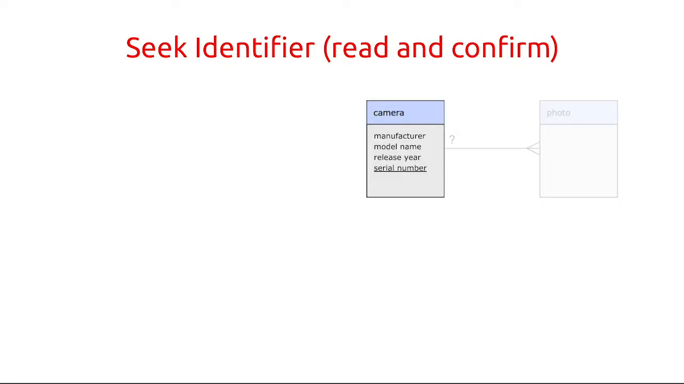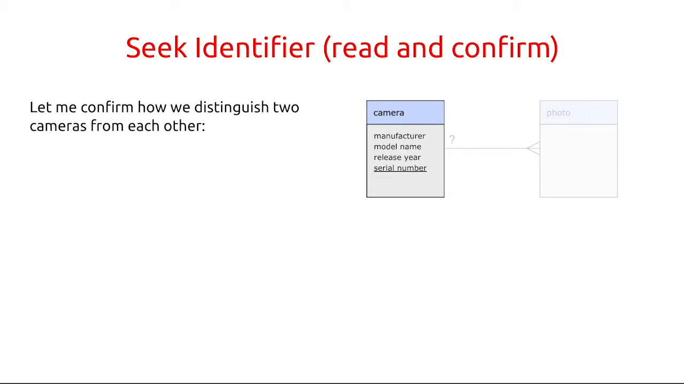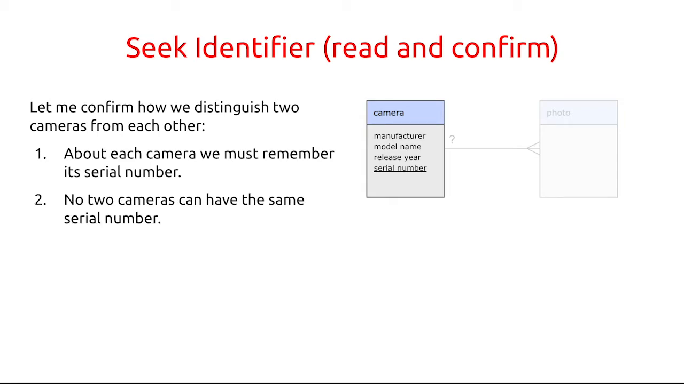Here's how we can read the model back to them. First, I like to focus on the identifier. I would ask, let me confirm how we distinguish two cameras from each other. About each camera, we must remember its serial number. No two cameras can have the same serial number. These two statements specify exactly what this simple identifier means. We'll get to more complex examples in a bit.